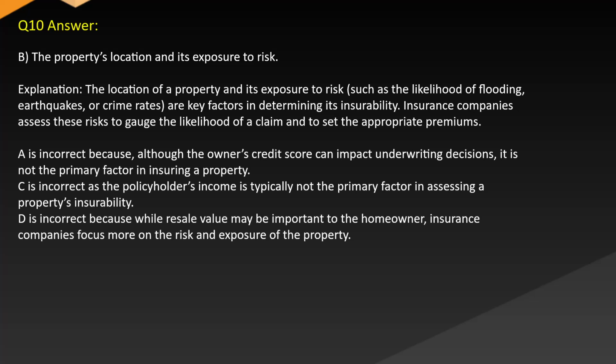A is incorrect because although the owner's credit score can impact underwriting decisions, it is not the primary factor in insuring a property. C is incorrect as the policyholder's income is typically not the primary factor in assessing a property's insurability. D is incorrect because while resale value may be important to the homeowner, insurance companies focus more on the risk and exposure of the property.